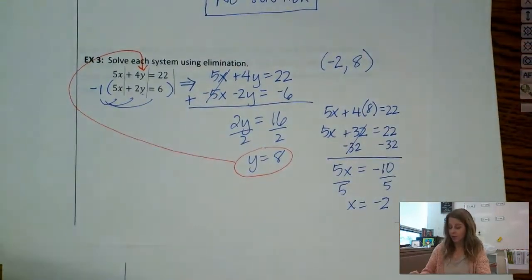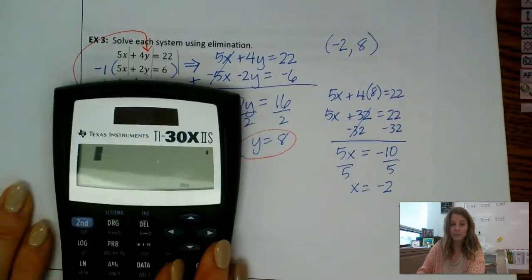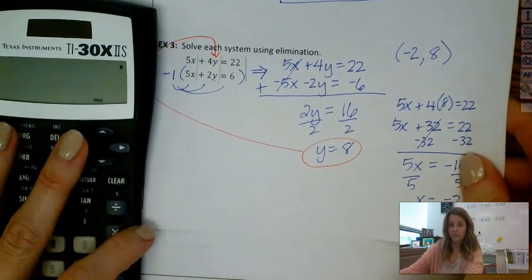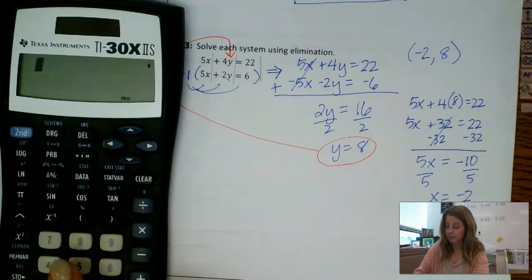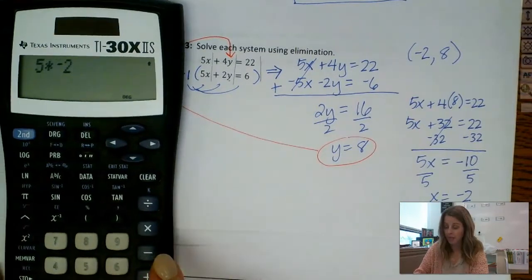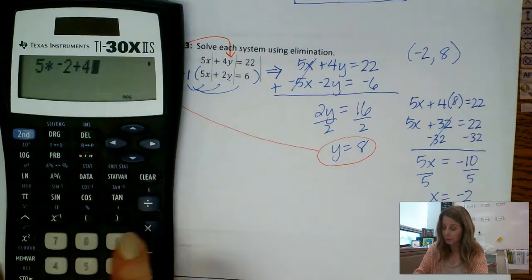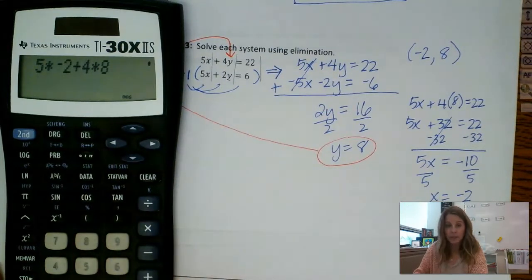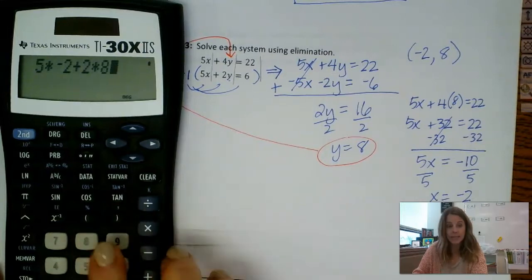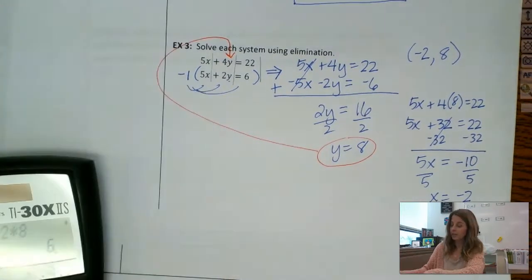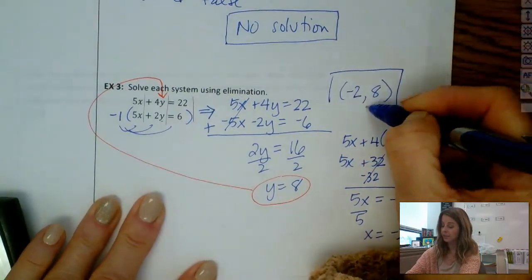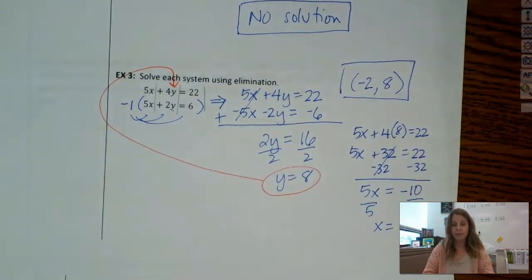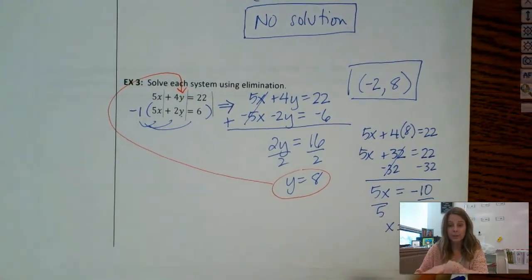And then let's just do a quick check, because it's pretty easy to type this into your calculator. See if I can get all that on the screen together. All right, I'm going to do 5 times -2, not minus, plus 4 times 8, and I hope I get 22. I do, good. All right, do the second one. 5 times -2 plus 2 times 8, I get 6. Okay, so that means this is correct. All the math worked out. If I wouldn't have gotten the 22 or 6, then I would know something is off. Okay, well, let's keep going.